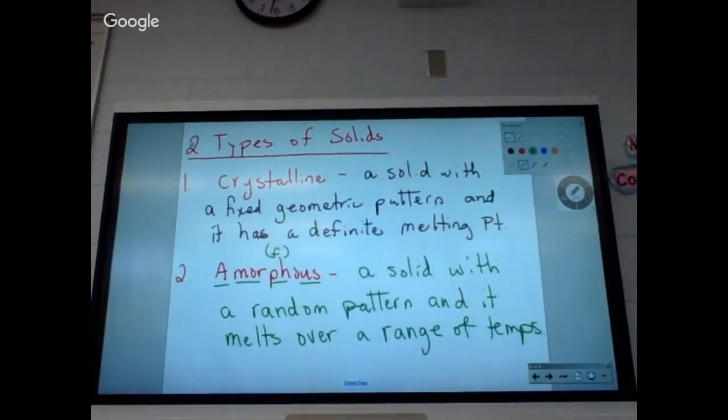So it's pronounced "a-more-fus," and PH has an F sound. So, amorphous.